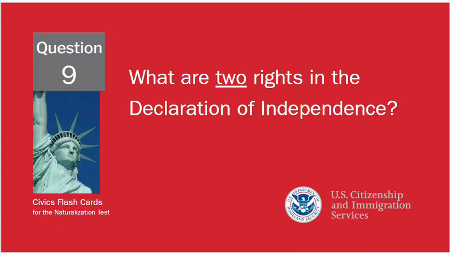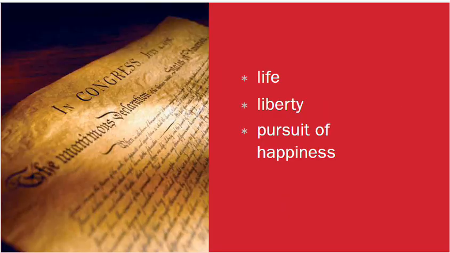What are 2 rights in the Declaration of Independence? Life, liberty, pursuit of happiness. Life is pretty self-explanatory. Liberty means no one can tell you what to do. You're your own person. Pursuit of happiness can mean what it means to you as an individual. You're just trying to make yourself happy and lead a good life.